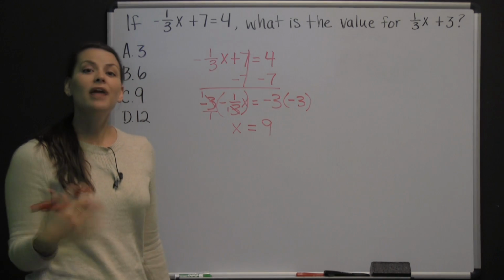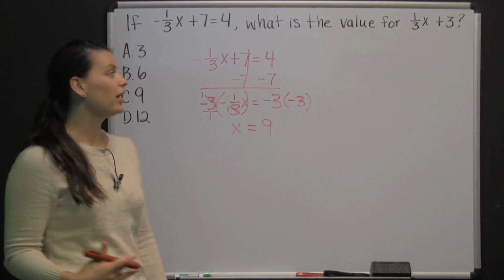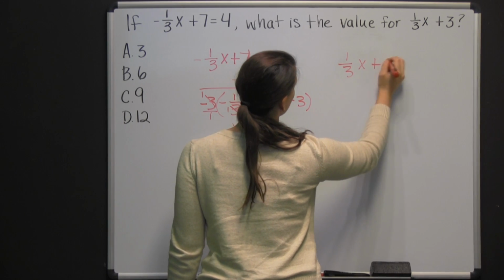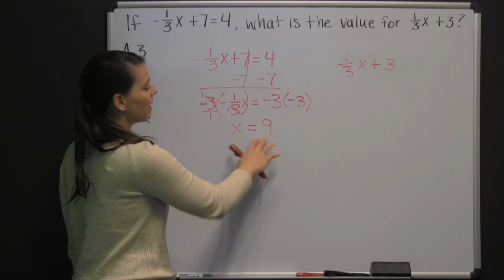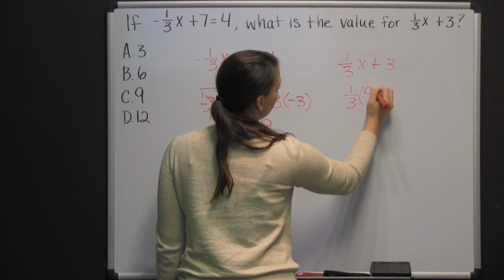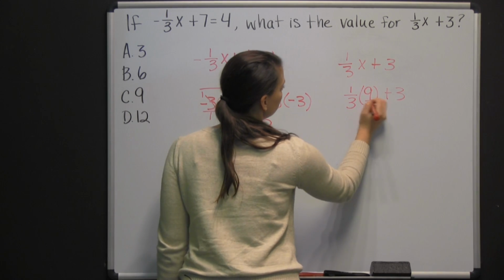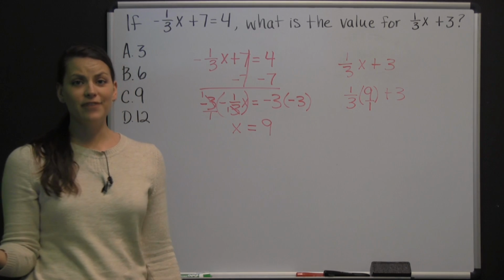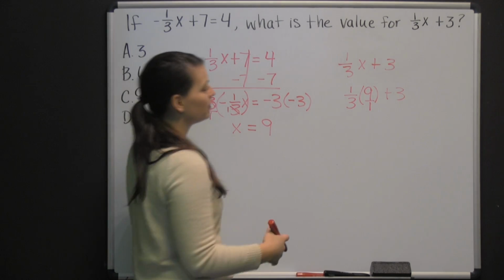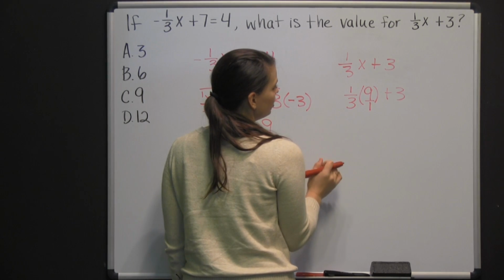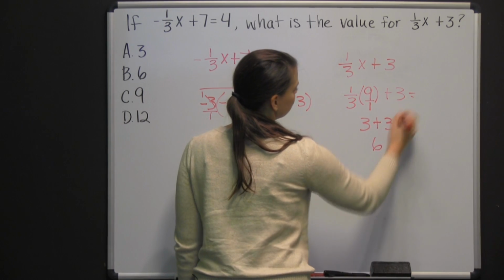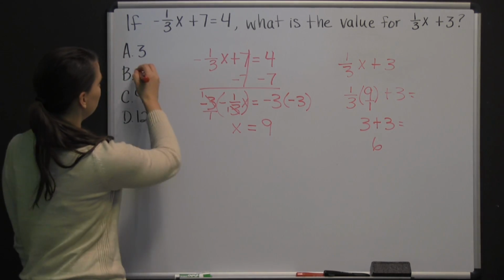Keep in mind though, we weren't asked what x was, or to solve for x. We were asked what is the value of 1/3 x plus 3. So now we need to replace x with 9 and find the value of this expression. So 1/3 times 9 plus 3. You can put the 9 over 1 because 9 divided by 1 is still 9. And then follow your order of operations to simplify this expression. So that means we need to start with our multiplication. A third of 9 is 3, plus 3 is 6. So our final answer would be B, 6.